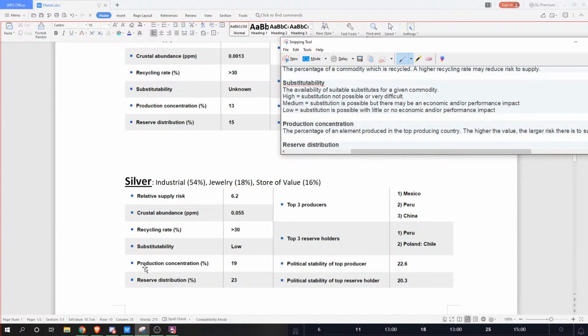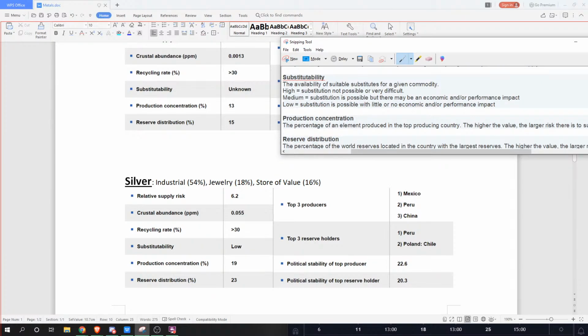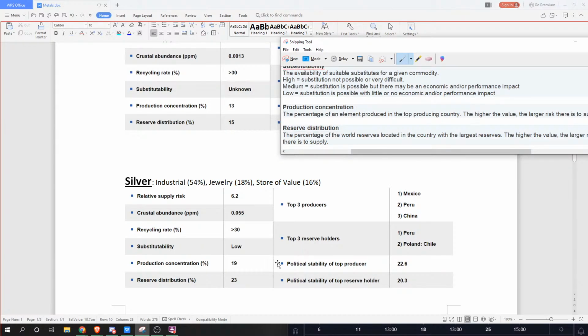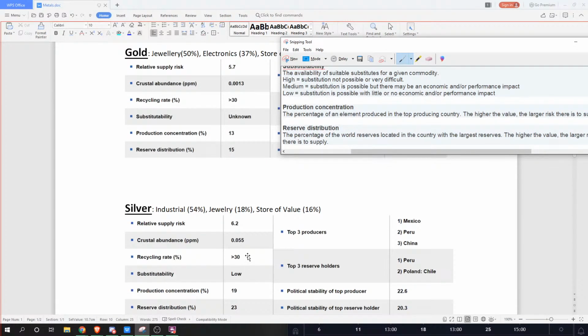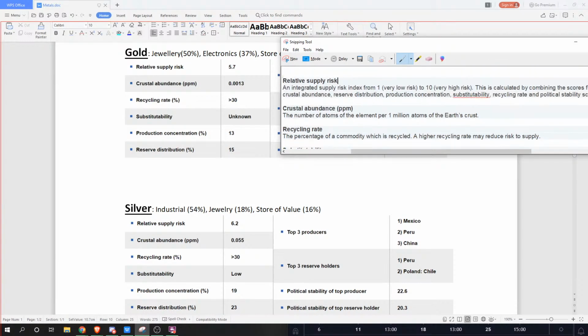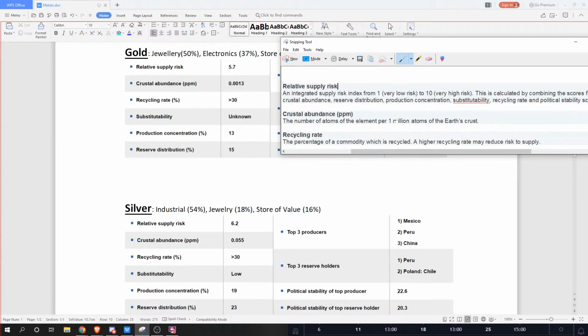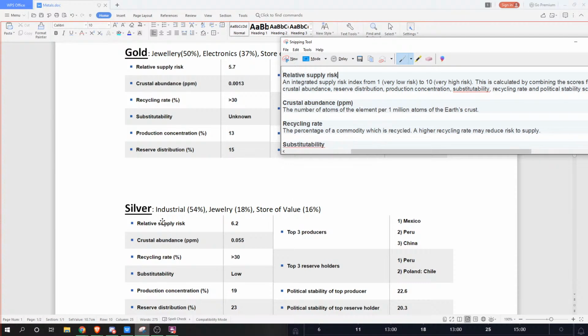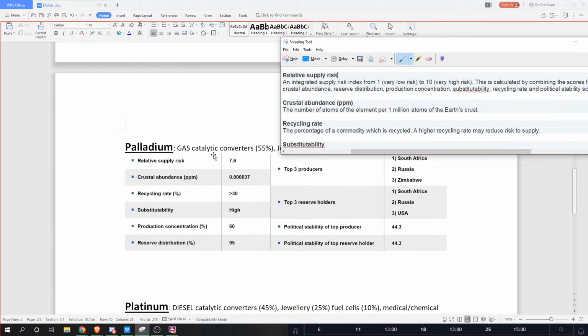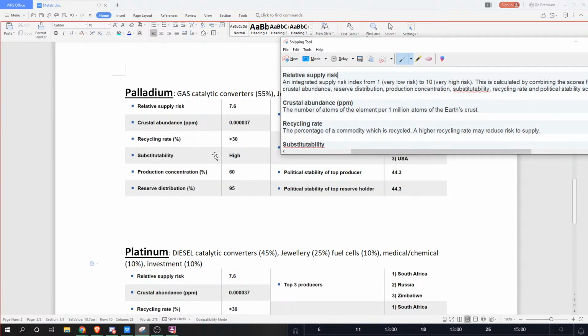So the production concentration is 19, so it's not too high. And then the reserve distribution is 23, which isn't that bad either. So gold and silver are relatively low on the risk for a supply shock, in my personal belief. Silver is a little bit higher in the potential for a supply shock, but they're both relatively stable when comparing them to palladium and platinum.